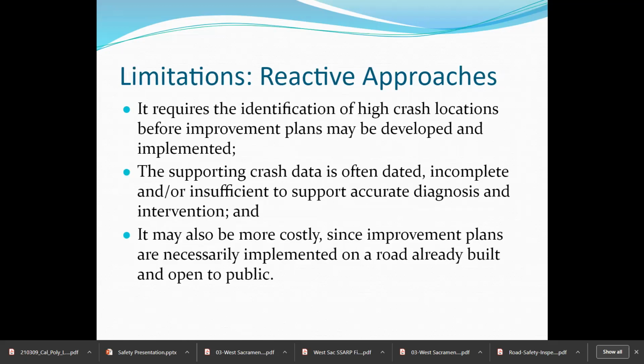Obviously, the reactive approach has its limitations. You've heard me talk about these high crash locations before improvement plans may be developed. Crash data is often dated, incomplete, or insufficient. I think some of those things came up in our guest lecture discussion as well, where visitors from Transsoft talked about this. It may also be more costly since improvement plans are implemented on roads already built and open to the public. So if you have to do construction and things like that, then that's more problematic, more inconvenience for everybody, more expensive for everybody.